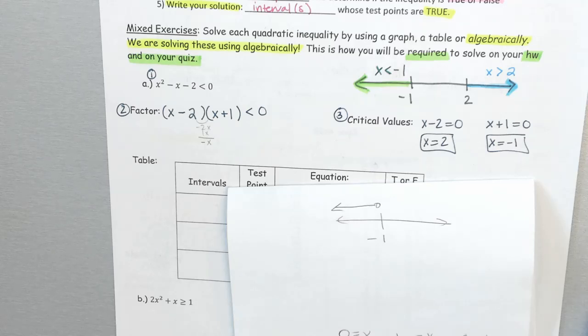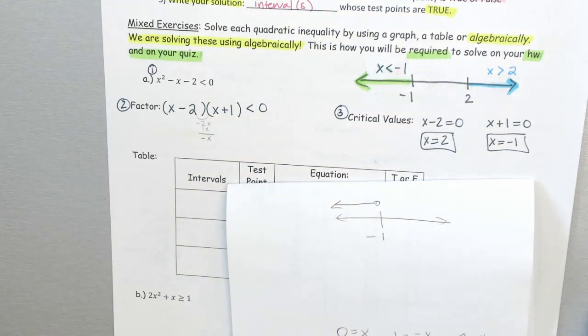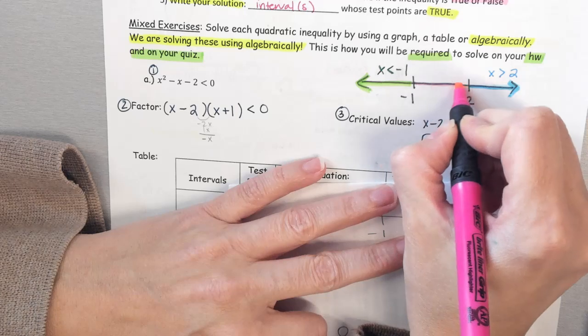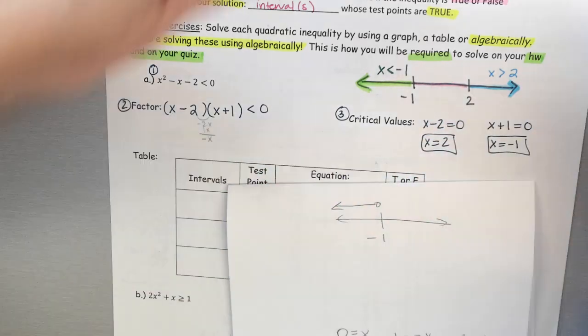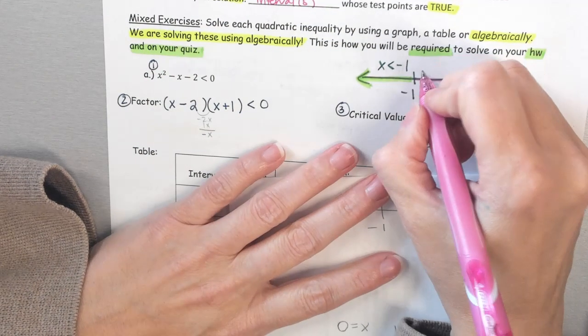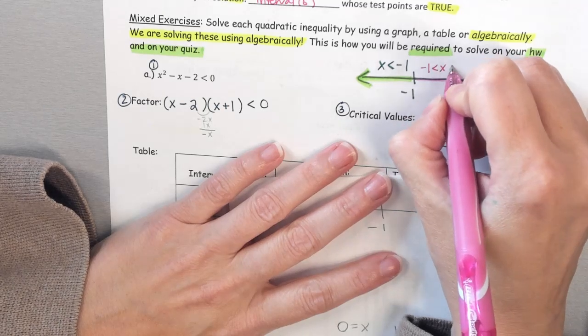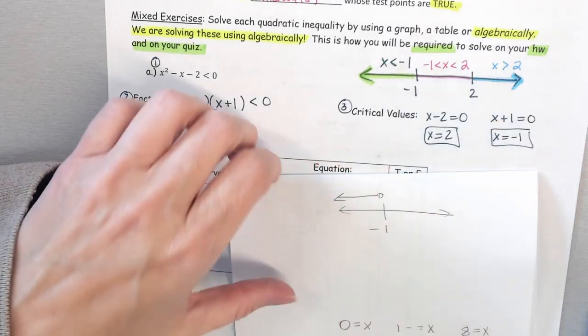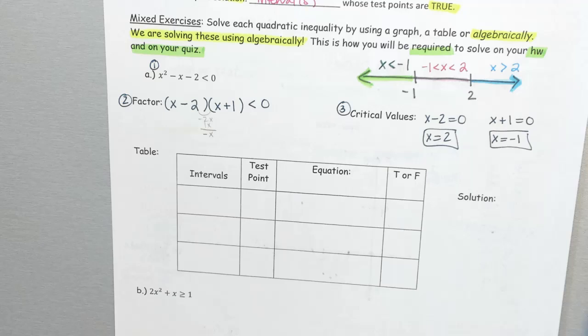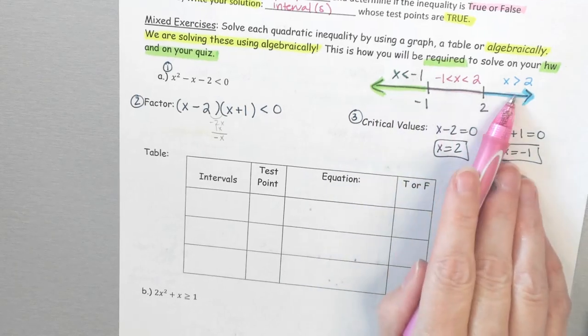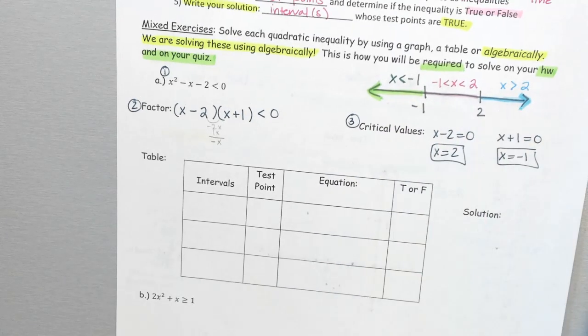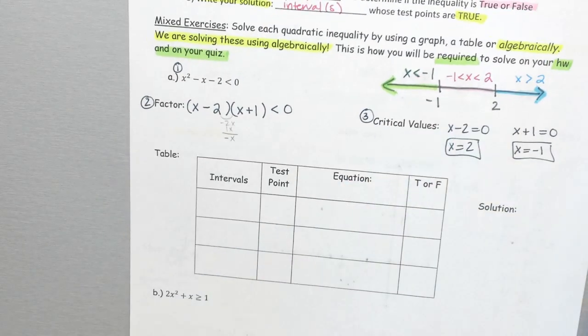Okay, and then the last one is the middle one. So in the middle is just in between these two values. So it's just -1 is less than x, which is less than 2. Okay, so you are setting up those intervals. The critical values are going to separate the number line into 3 intervals. And we're only doing the ones where you'll have 3.